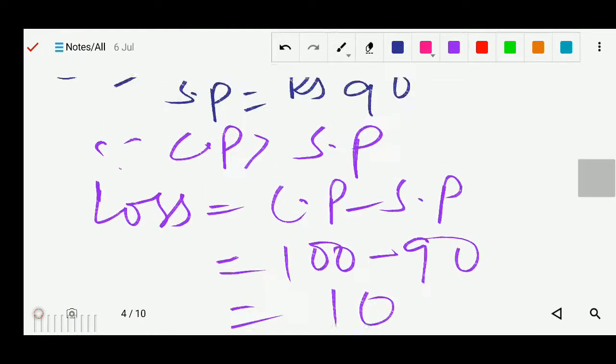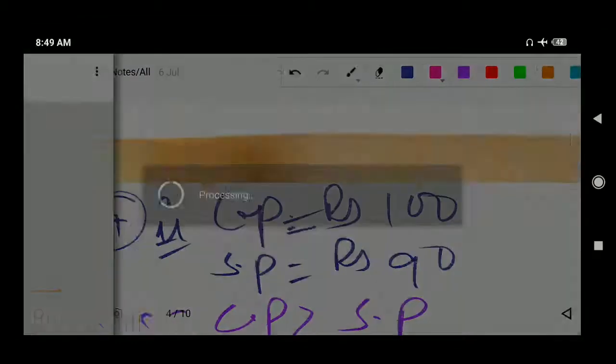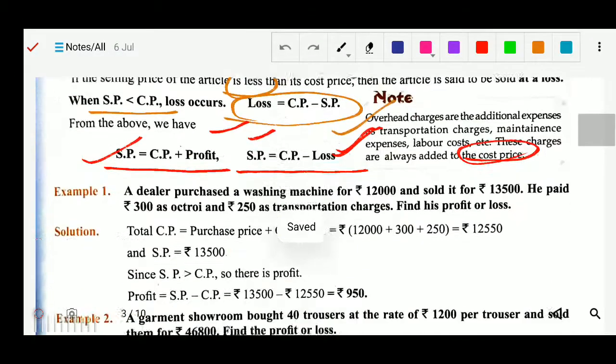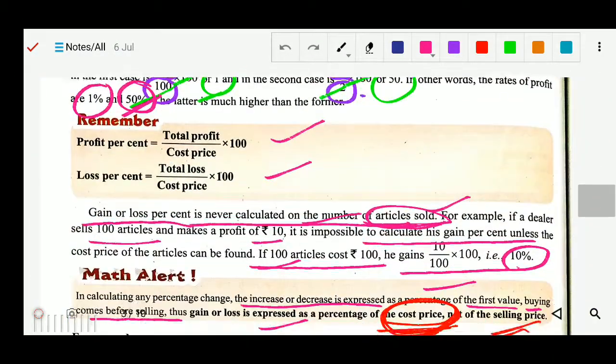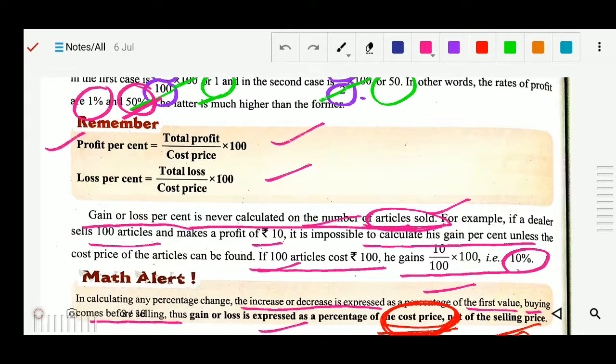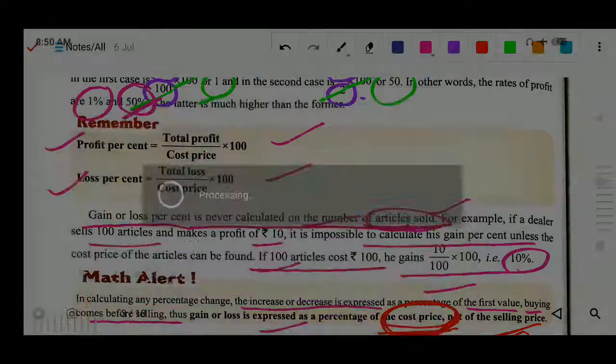Now we have the formula. We have already studied the formulas to find out the loss and profit. If we have to find the profit percent, we will use total profit by cost price into 100. If we find the loss percent, we will use the second formula, total loss by cost price into 100. So we will use that here.